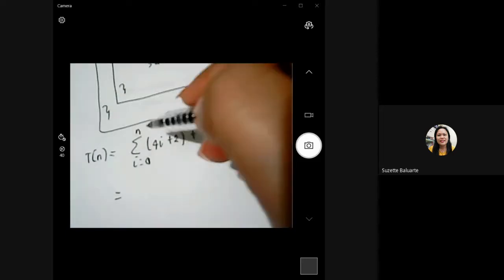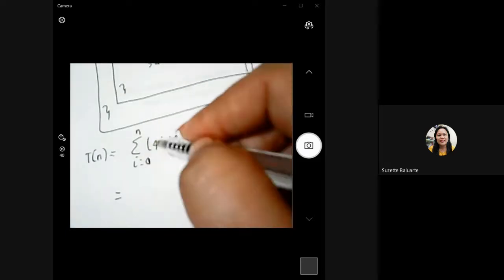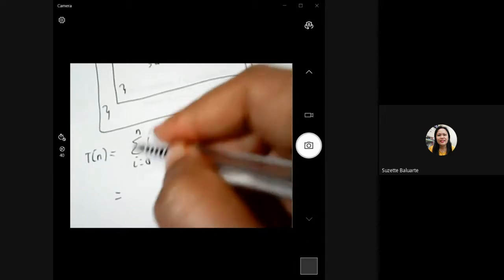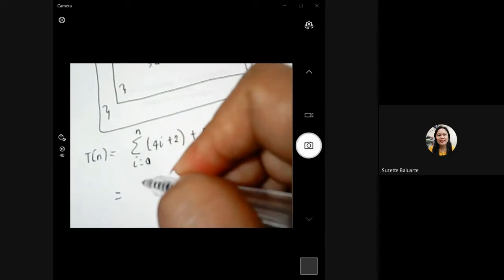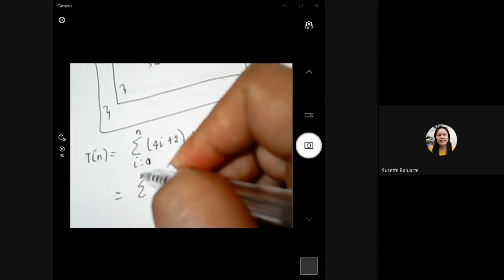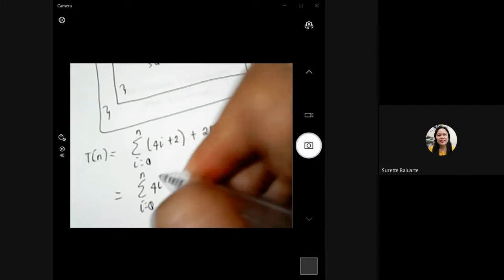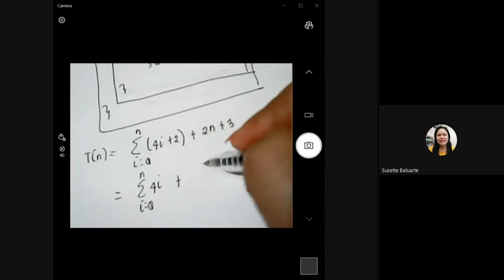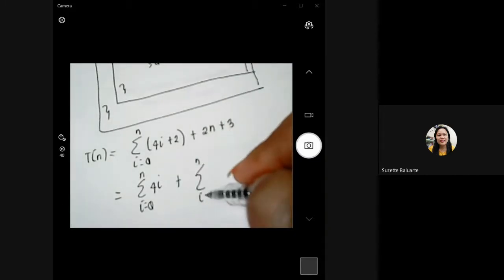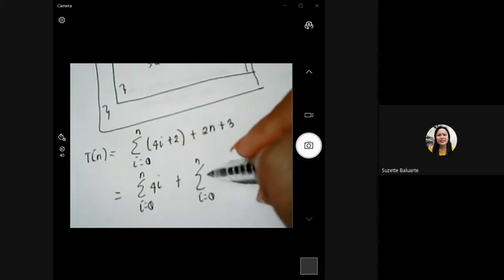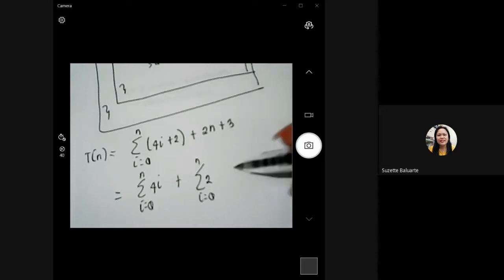Okay, so unsaon gani ni siya? As I have said, you have to distribute this one to the outer summation. So you will have it in there. It would be summation of n where i is equals to 0 and then it would be 4i. Plus the summation of n where i is equals to 0 and then you have 2. Okay? Plus 2n plus 3. Okay? Nakasunod ra?